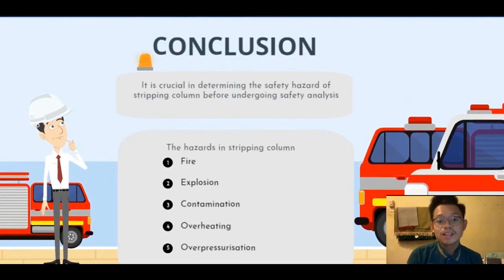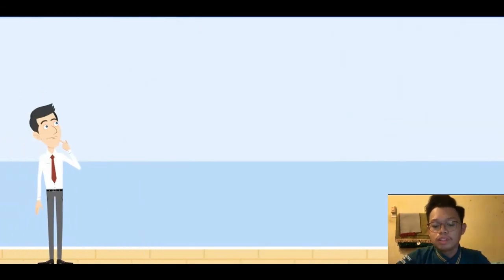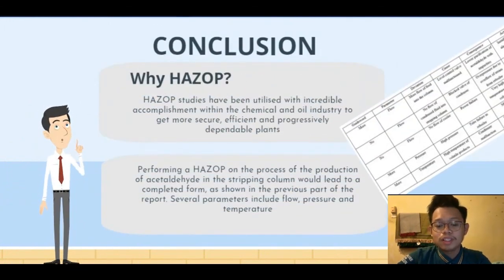As my friend Vaishnavi mentioned just now, the identified hazards in the stripping column include fire, explosion, contamination, overpressurization, and overheating. For the safety analysis, hazard and probability studies are conducted, as they have been utilized with incredible accomplishment within the chemical industry.